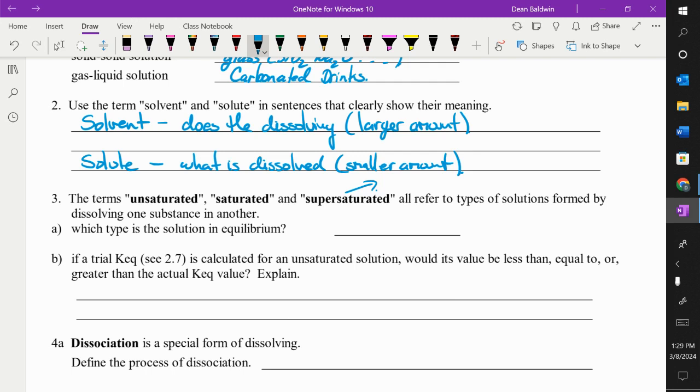One of the ways is you have a saturated solution and you cool it down quickly. And as long as you don't disturb it, certain chemicals will stay in solution, even though they should fall out. And then if you give them a shake, sometimes they'll fall out of solution.